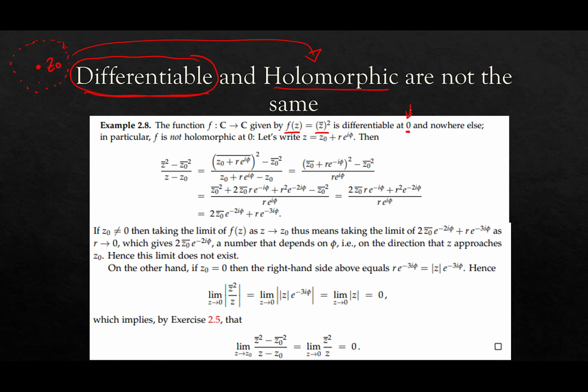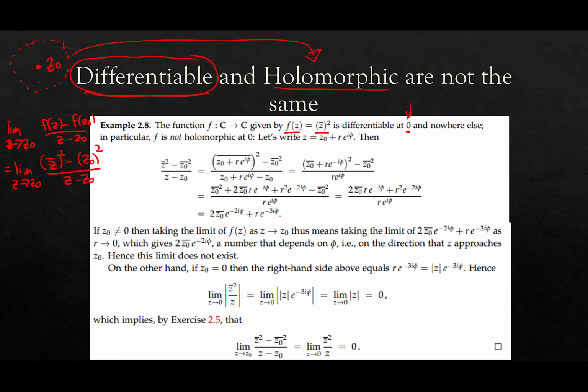Now, just to recall, what is the definition of the derivative? It's the limit as z approaches z naught of f of z minus f of z naught over z minus z naught. So if our function is the conjugate of z squared, this will turn into the limit as z approaches z naught of conjugate of z squared minus conjugate of z naught squared all over z minus z naught.